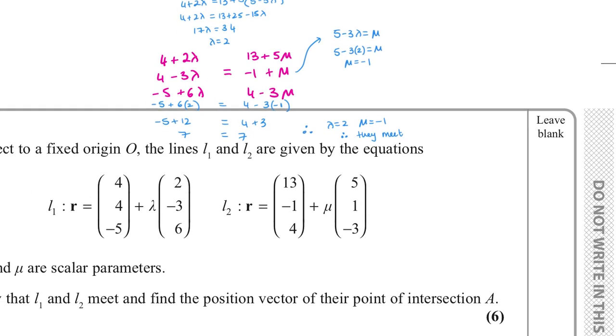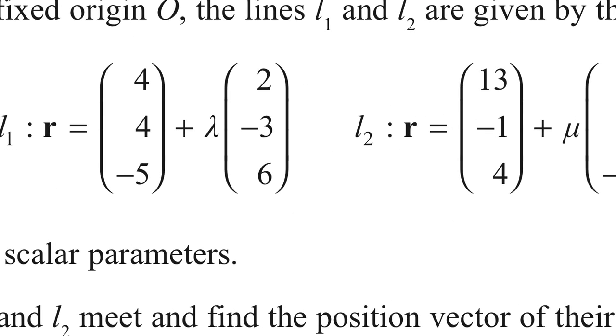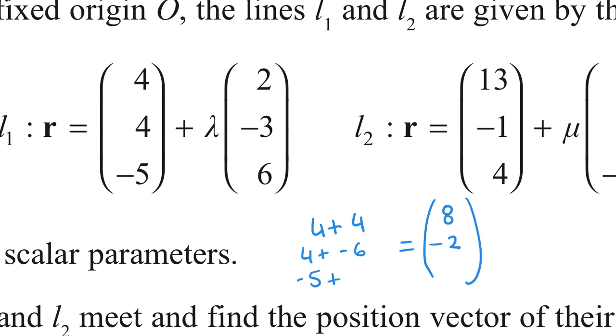So you can use either rule and substitute in. So if I substitute in the value of 2 into here, I'm going to have 4 plus 2 lots of 2 is 4, which is 8. 4 plus 2 times minus 3 is minus 6, minus 2. Minus 5 times, no, sorry, minus 5 plus 2 times 6 is 12, is 7. So I get (8, minus 2, 7).